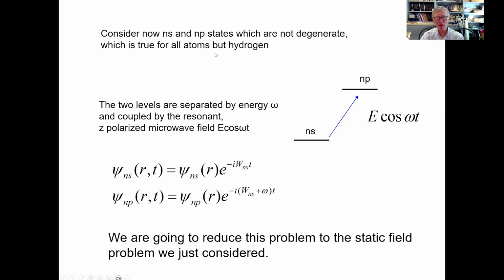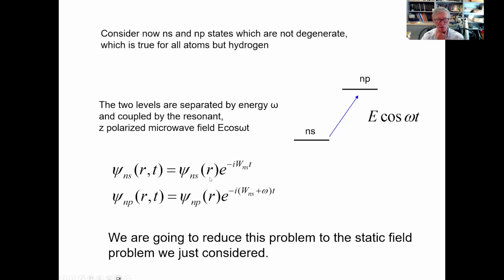Okay, so now I'd like to consider NS and NP states that aren't degenerate, which is true for everybody but hydrogen. So for sodium and rubidium, this is certainly true. They are, in fact, separated by an energy omega, and I want to couple them by a Z-polarized microwave field, which is given by E cosine omega t.